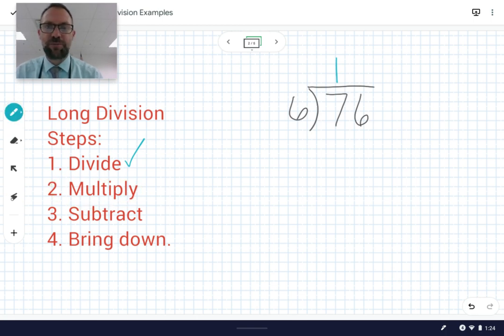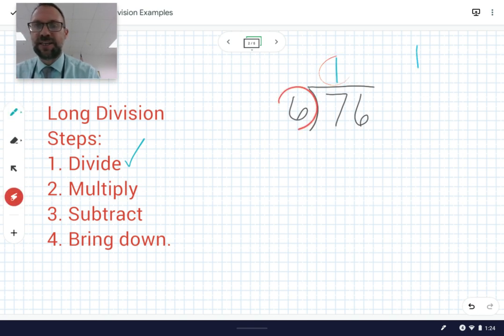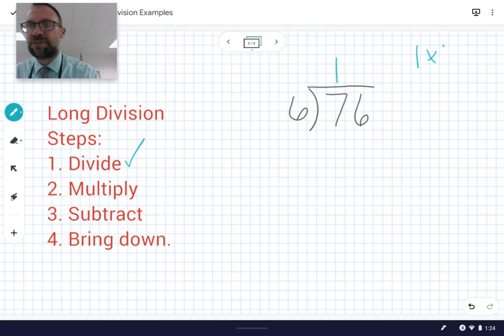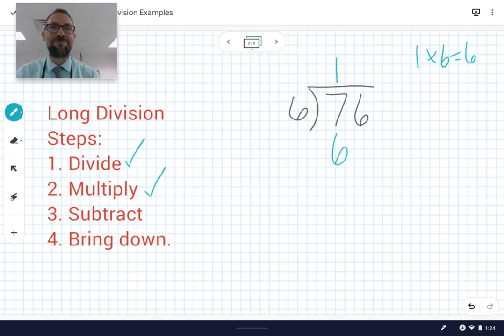Okay, so we multiply 1 group of 6. So that's 1 group of 6, and that's 6. And we write the product right underneath the number we're dividing, which in this case is a 7. All right, so that's the multiplication step.